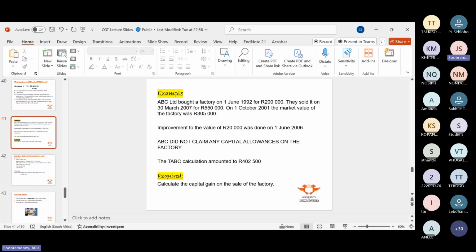Can you all see my slide still? Because I'm getting a message to say that Windows is not sharing anymore. I just want to make sure. Can you still see my slides? Yes or no? Okay, thank you.